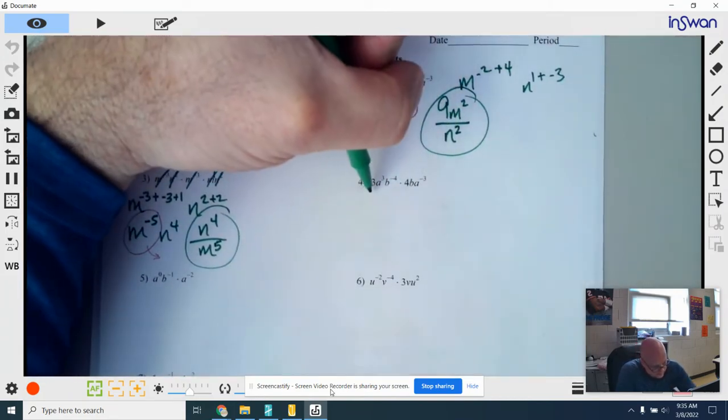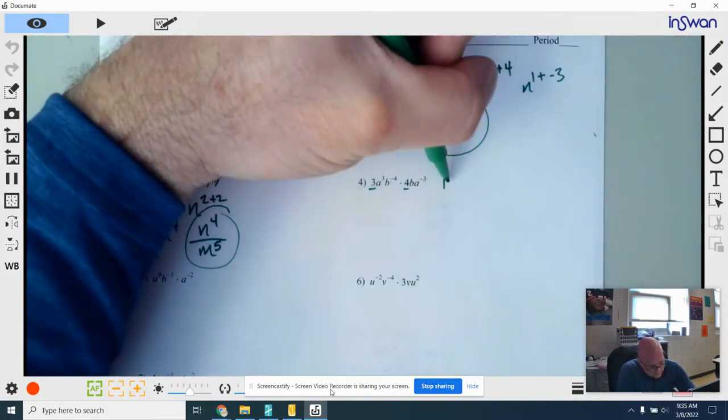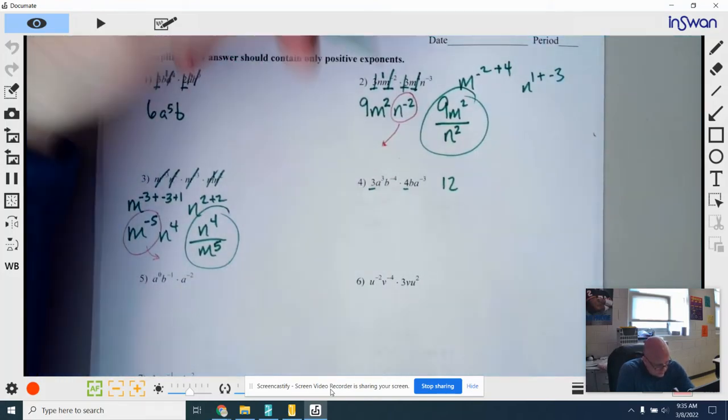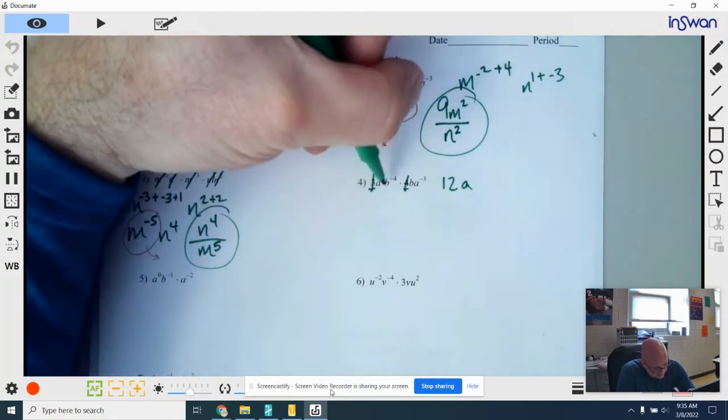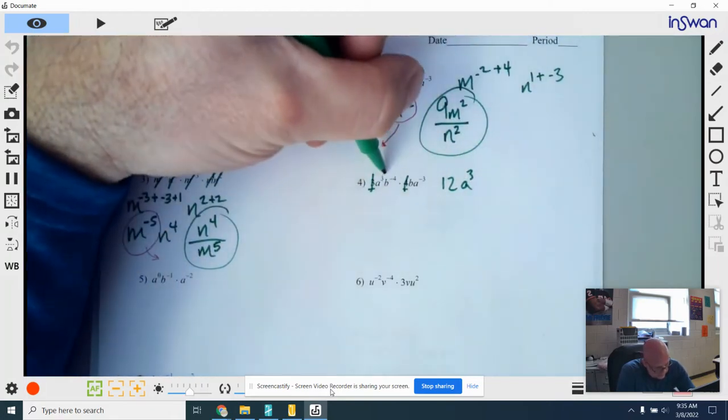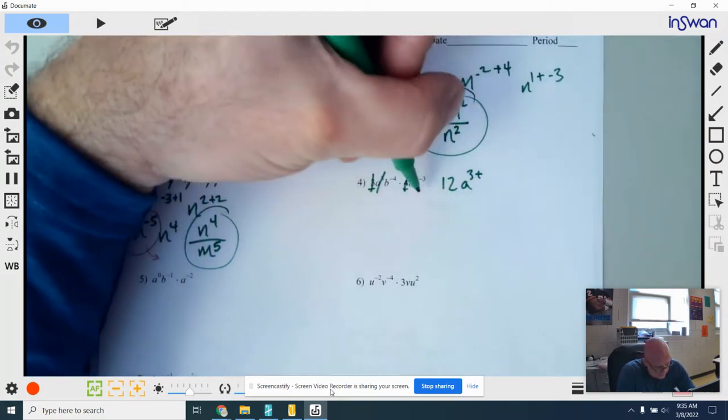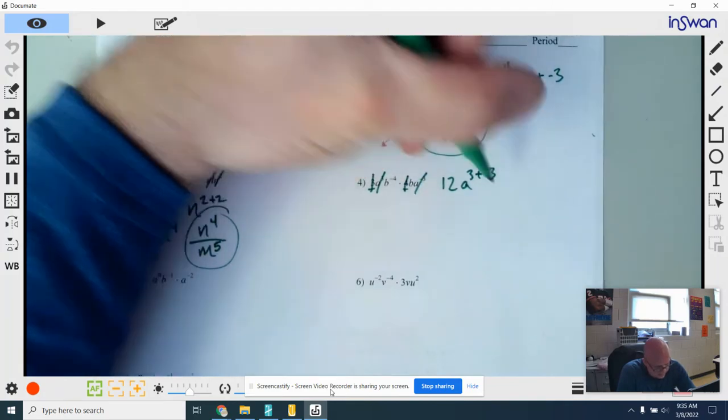All right, number 4. 3 times 4 is 12. So I'll cross those off. And then if I look at my a's, so I had 3 here, okay, plus back here you got a negative 3.